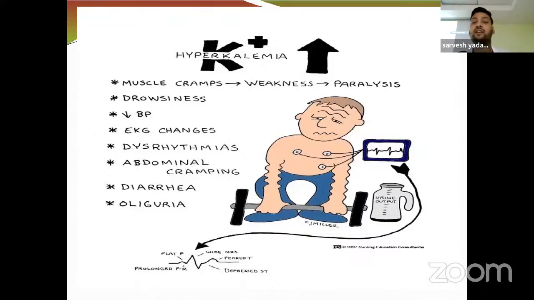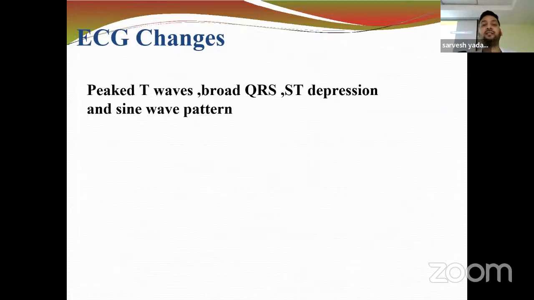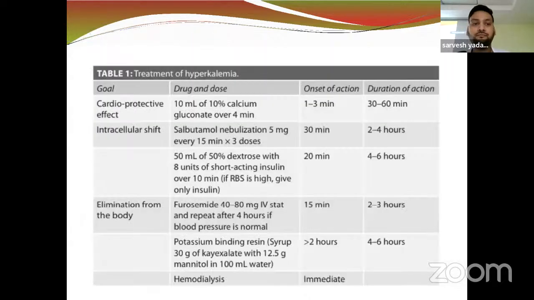Hyperkalemia presents with muscle cramps, weakness, and then paralysis. Drowsiness, decreased BP, ECG changes, dysrhythmias, abdominal cramps, diarrhea, and oliguria. ECG changes with hyperkalemia are peaked T wave, broad QRS, ST depression, and sine wave pattern.